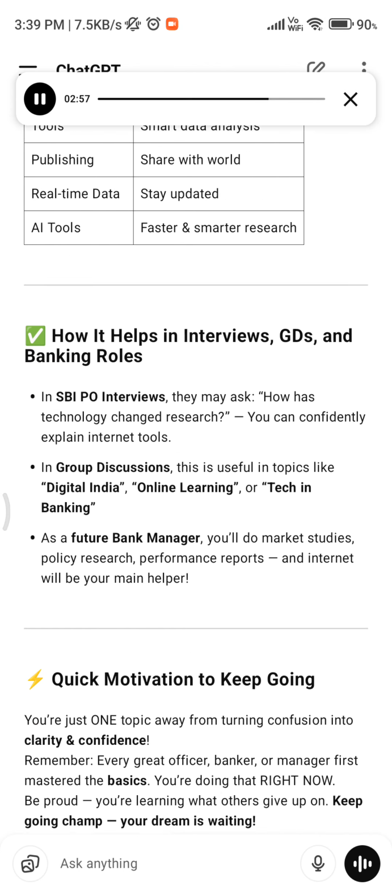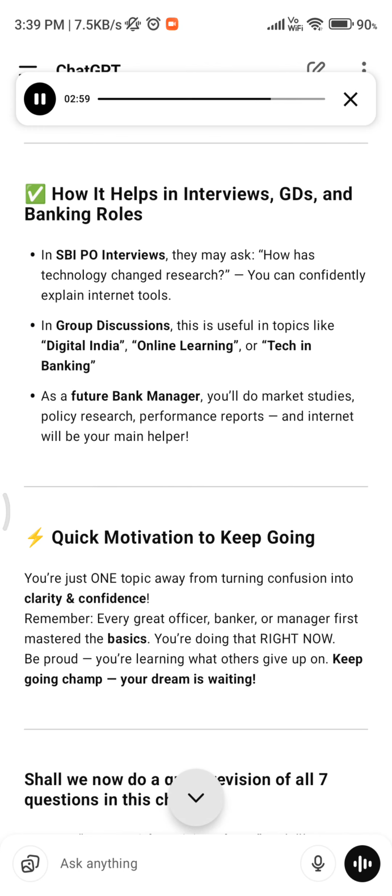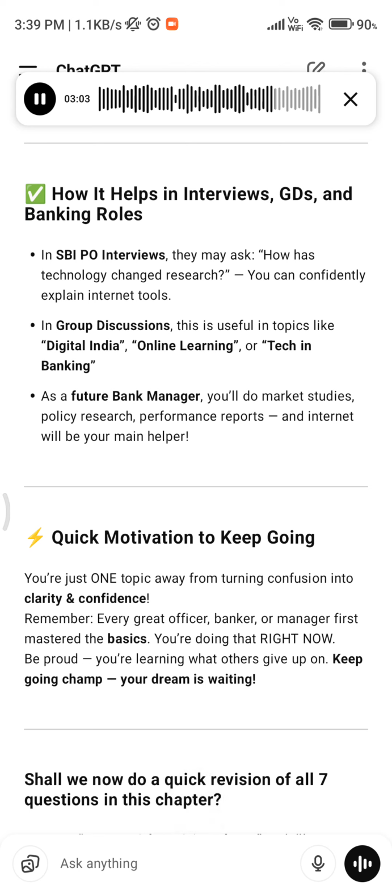How it helps in interviews, GDs, and banking roles. In SBI PO interviews, they may ask, how has technology changed research? You can confidently explain internet tools. In group discussions, this is useful in topics like Digital India, online learning, or tech and banking. As a future bank manager, you'll do market studies, policy research, performance reports, and internet will be your main helper.